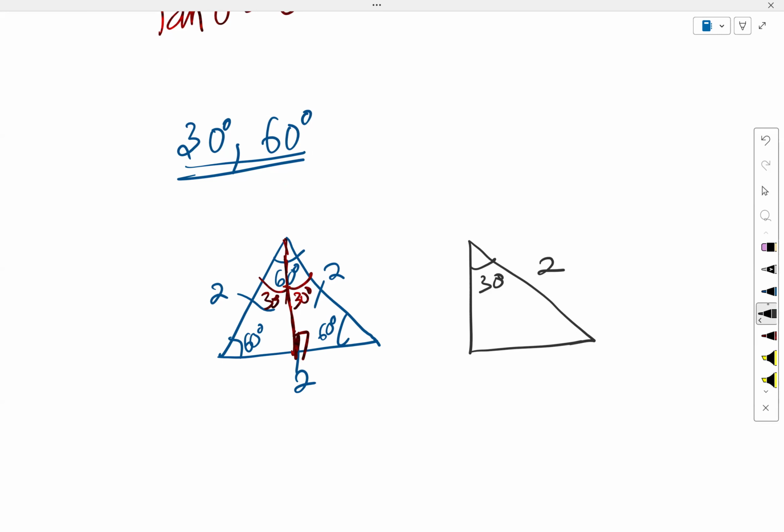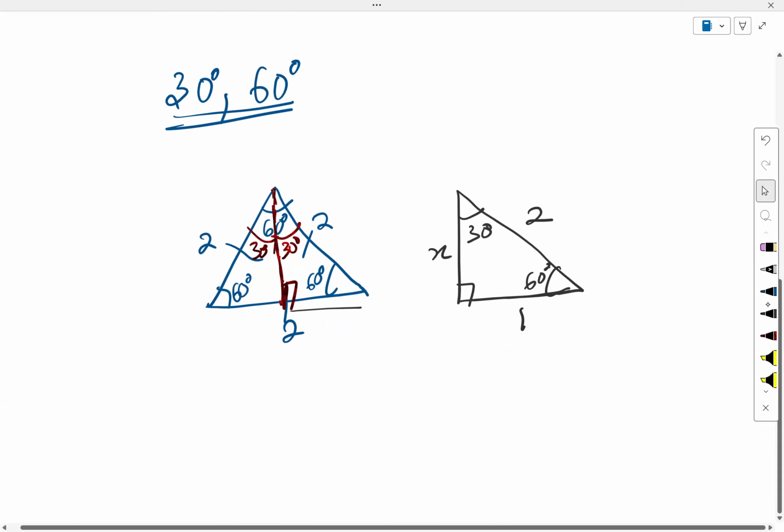Now this is no longer 2, because we are breaking out this half now. So this is 1, because any altitude you drop from the top to divide the other side is going to divide that line into 2 equal parts. So if this was 2 before, then this side is 1 now. This side is 1. This side remains 2. But now we have 60 degrees. And now this is a right angle triangle, so we have this side x.